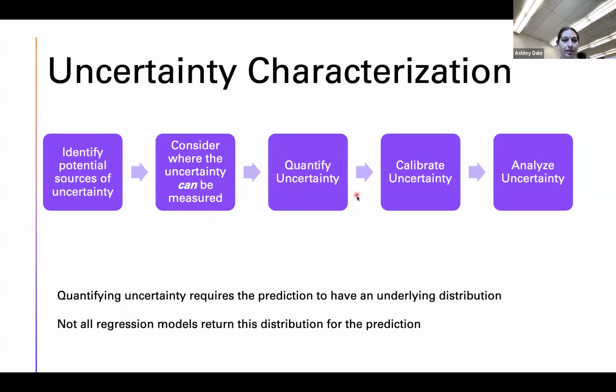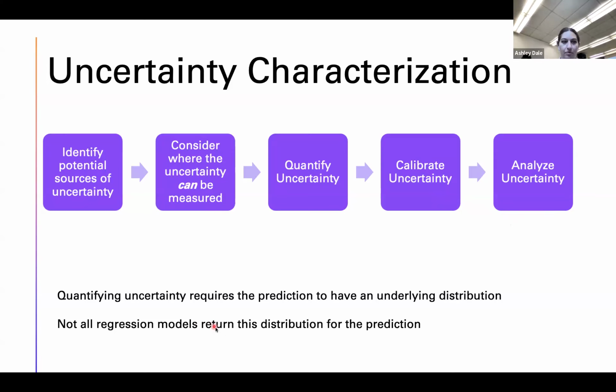All right. We need to see how good of a job our quantification method did by calibrating the uncertainty. And then finally, we can analyze it. We can say, this is the good uncertainty, the bad uncertainty. Is it acceptable? Are we happy with how uncertain things are? Is it well behaved? All of those things.